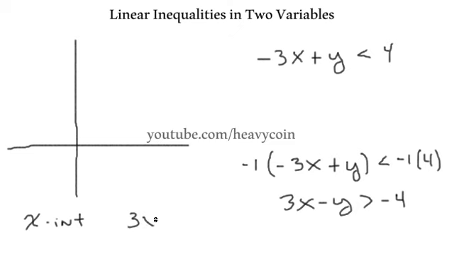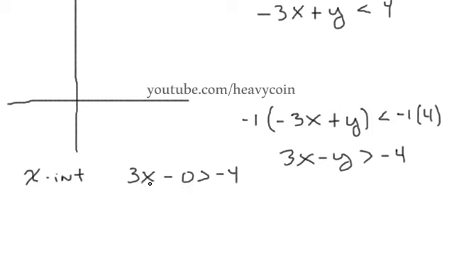So 3x minus 0, right, is greater than negative 4. So we solve for x in this problem, and we end up with not a nice number. Now, we could just write an equal sign right here, if we wanted to, because we're just trying to find where it crosses the x-axis. So I'm just going to do that. So don't be confused. I'm just writing an equal sign here, okay?